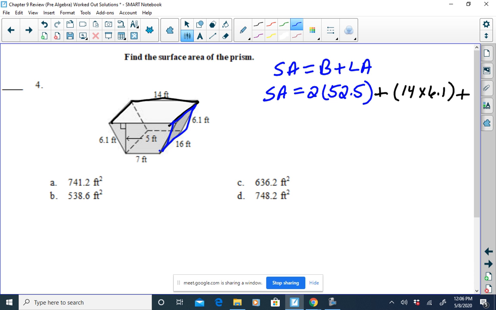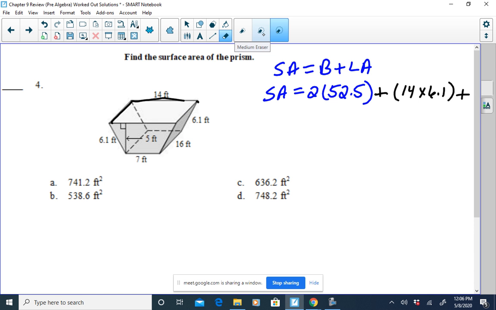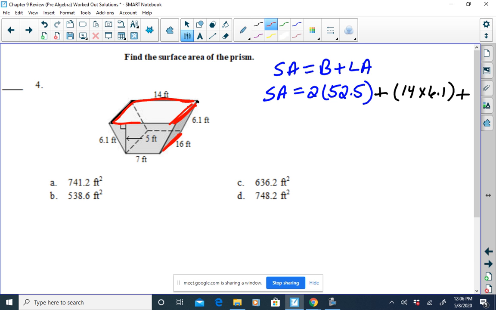This rectangle looks like it's going to be 16 by, oops, I made a mistake. Who sees a mistake? Not me. Yeah, I made a mistake. This first rectangle isn't 14 by 6.1. It's actually going to be 14 by this segment here, which is 16. So this rectangle here is actually 14 by 16. So let me change that. All right, that's 14 by 16.